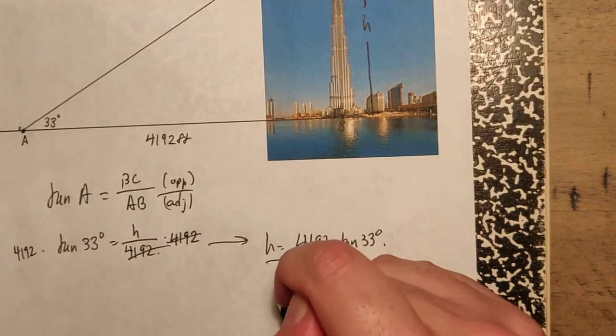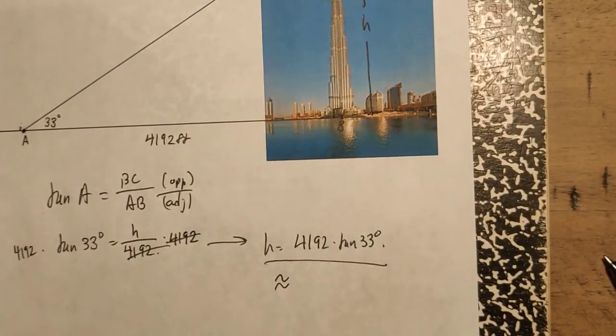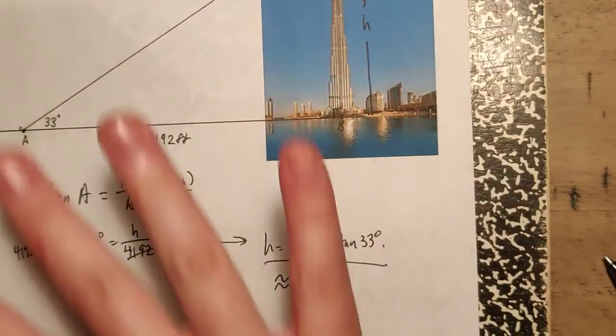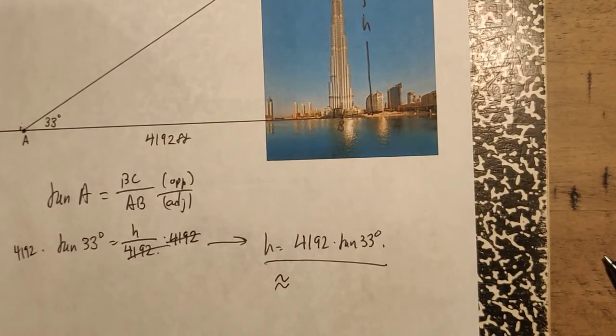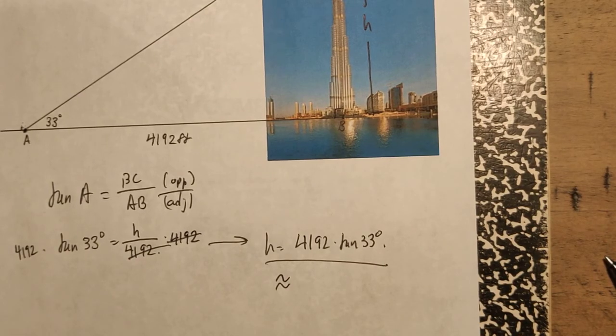What we can do is try to figure out approximately what that is. And that's where the calculator comes in. The nice part about this sort of thing is that with your trigonometry, you can do a lot of the setup first and then actually take out the calculation device at the very end. So when you use your calculation device, you want to make sure that you have that set up. Most scientific calculators or graphing calculators should be able to do this. So you can enter 4,192 times the tangent of 33.